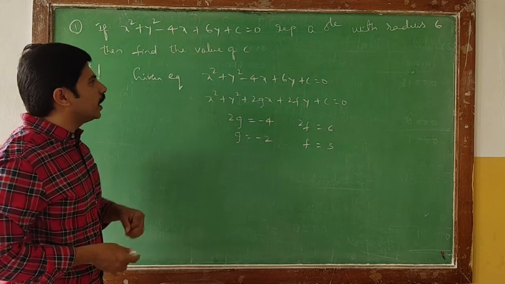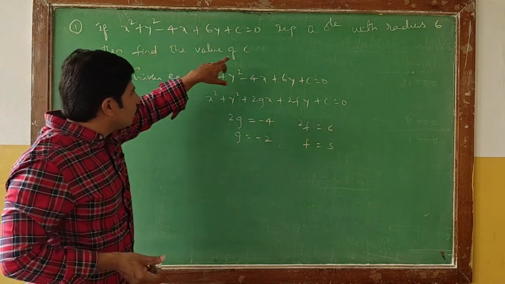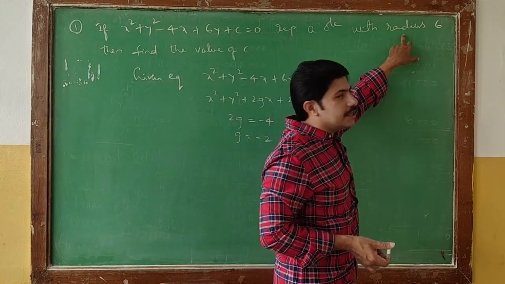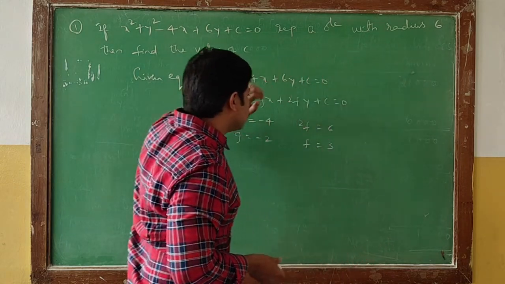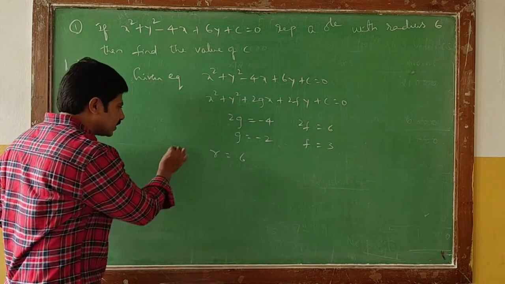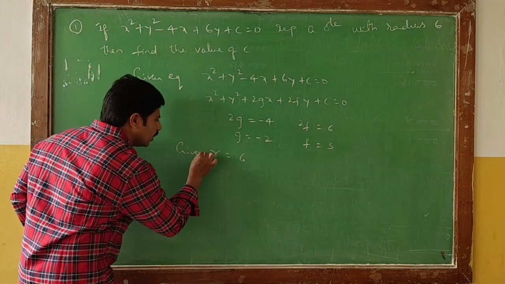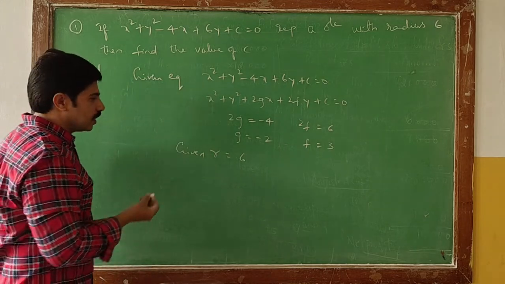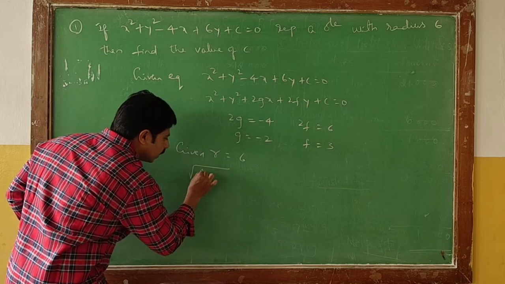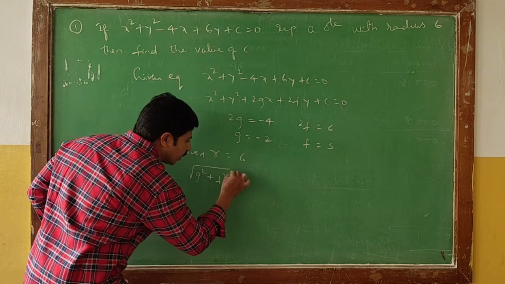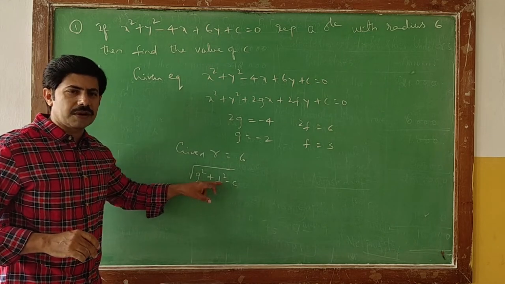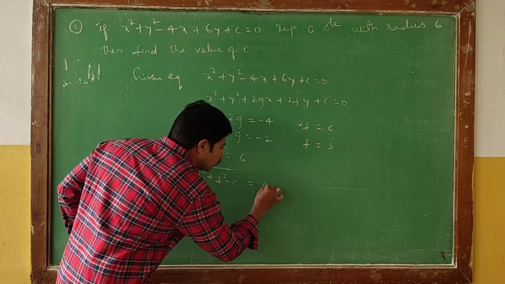Now after getting g and f values, we have to find out the value of c. And what is the given condition? The given condition is radius is equal to 6, so r is equal to 6. Here r means radius. Now how to find the radius? The formula for the radius is r equals under root of g square plus f square minus c, so under root of g square plus f square minus c is equal to 6.